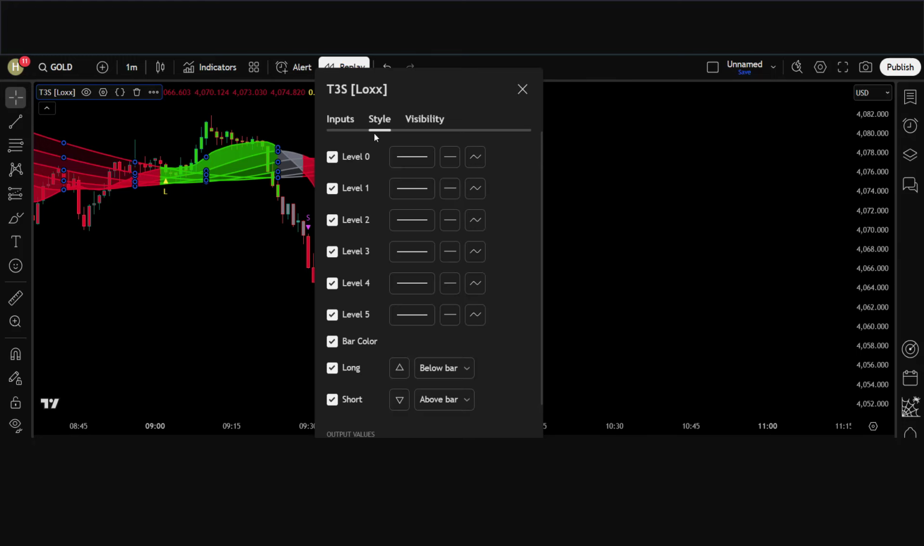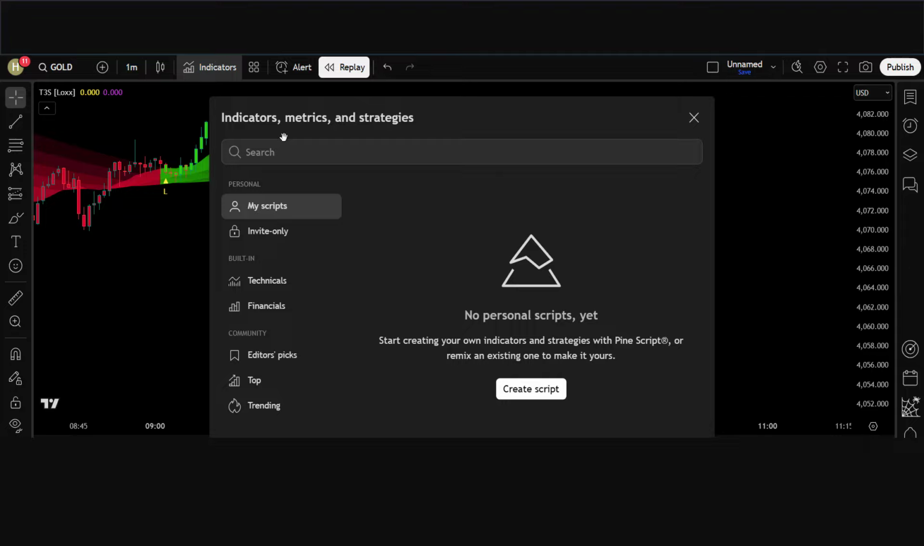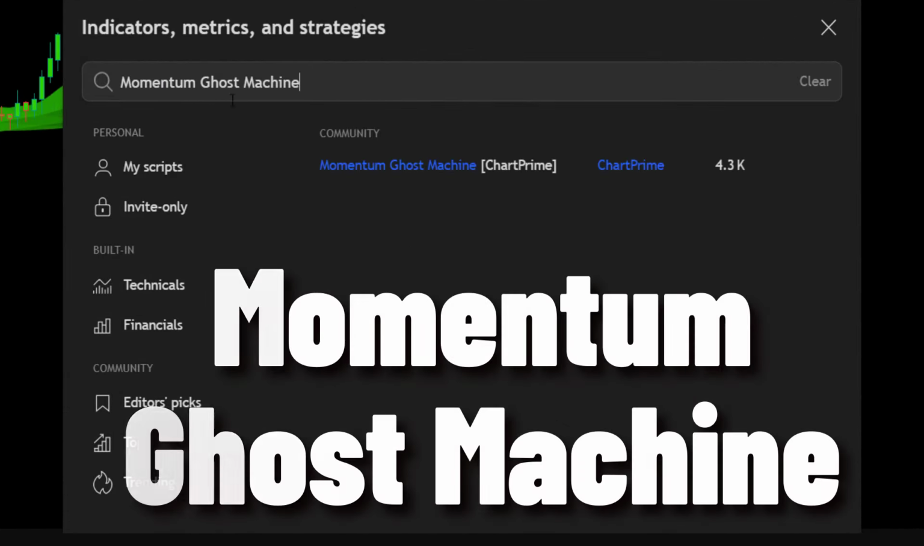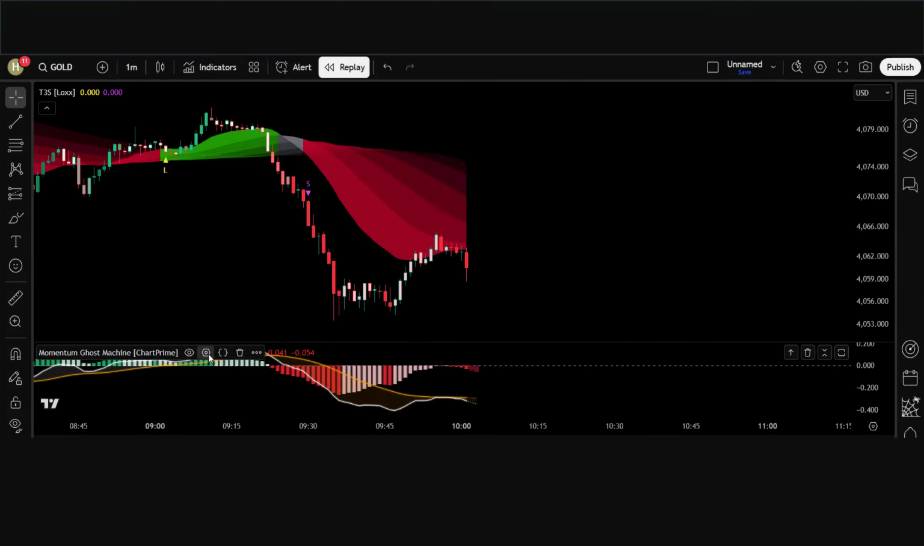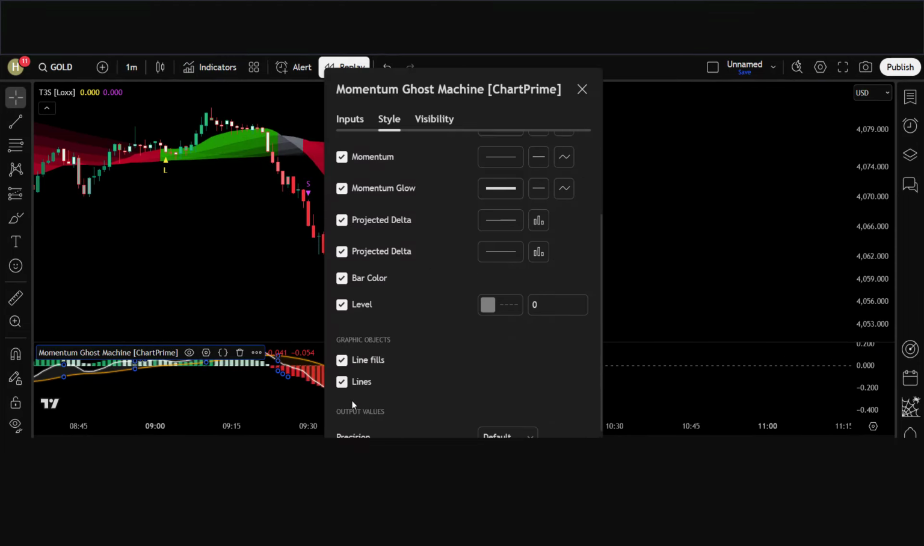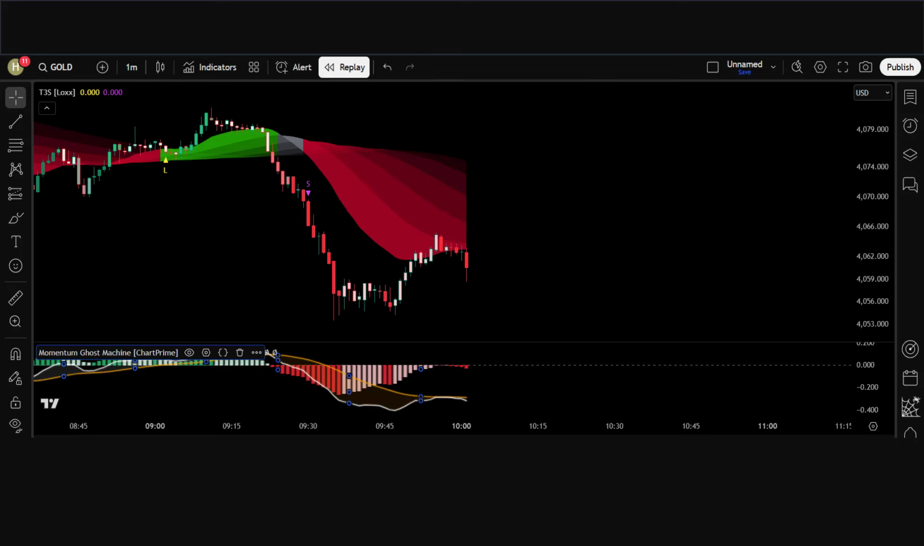Now go to the Style tab. Hide some options. Click on OK. Now let's add another indicator to the chart so that this strategy is more profitable. Let's click on TradingView indicator. Search here Momentum Ghost Machine. Add this indicator on the chart. Now click on the settings icon of the Momentum Ghost Machine. Hide Ghost Mode. Now everything is fine. Click on OK. Now our setup is ready.